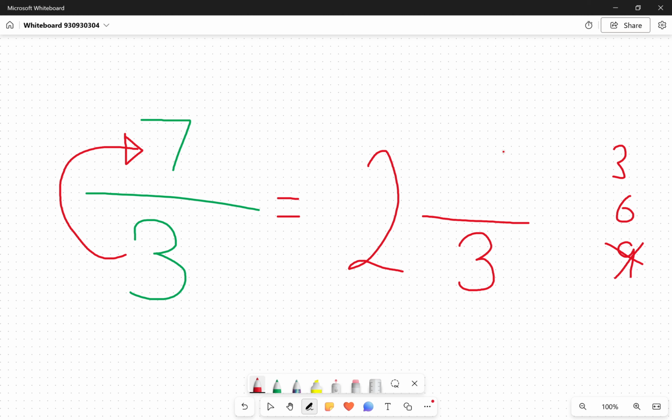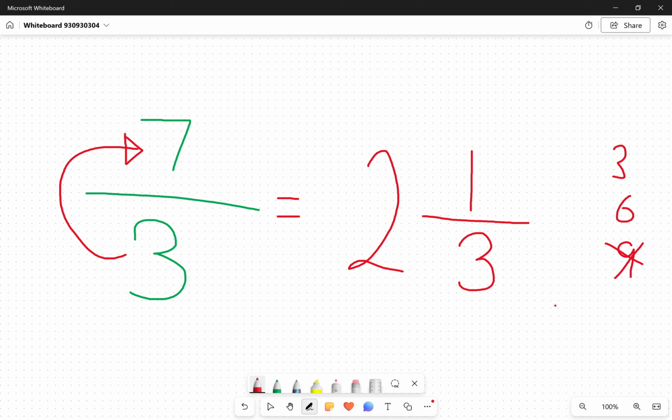And then what goes on the top are any numbers that were left over. Well, because we got to 6 and we're doing 7, that means there is one more number. 6, 7, so therefore 1 goes on the top. So 7/3 is exactly the same as 2 and 1/3.